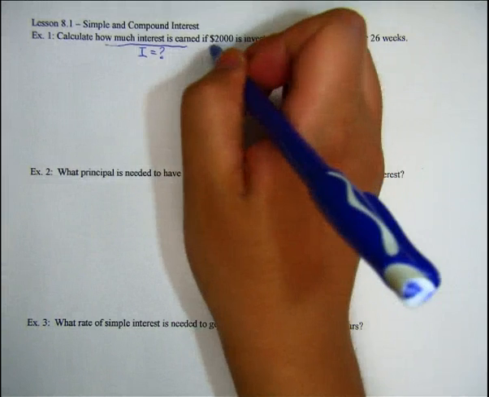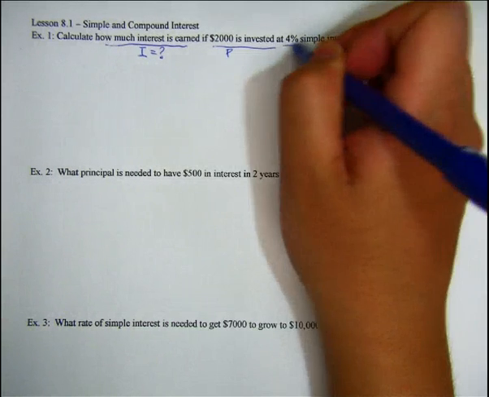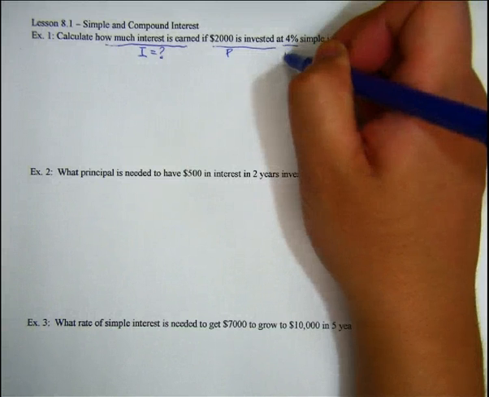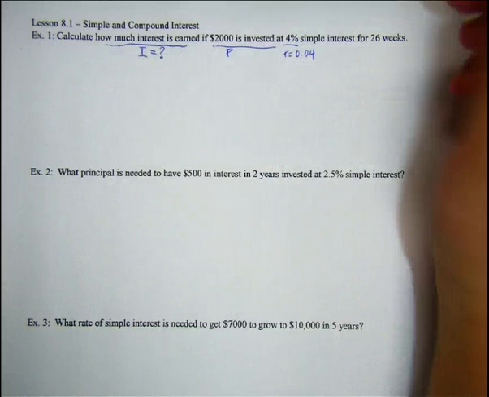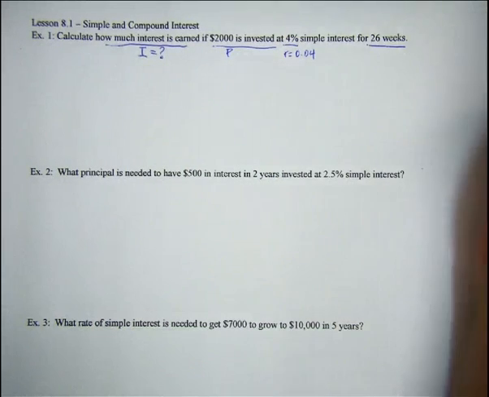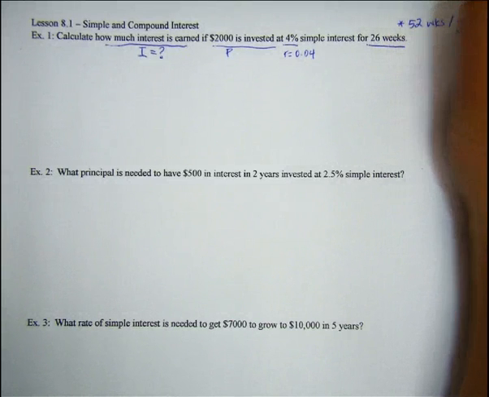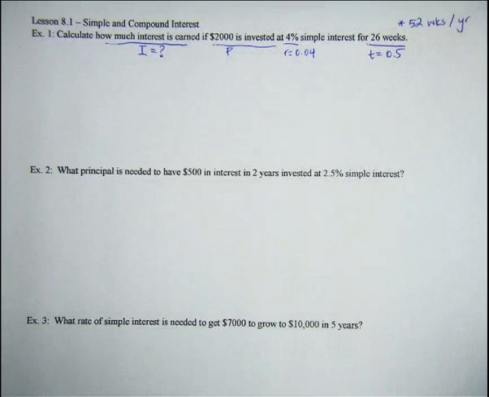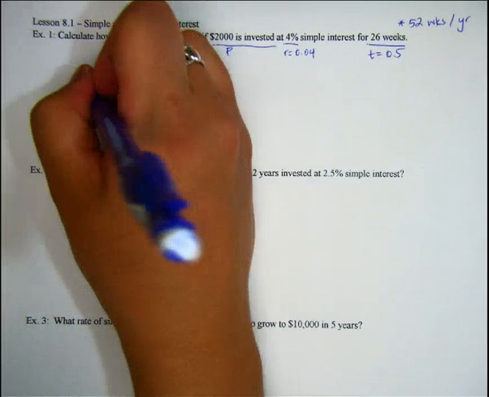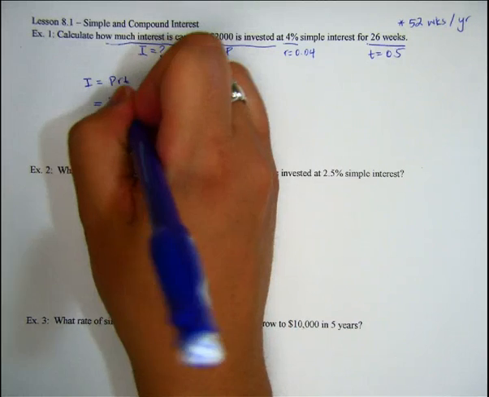If $2,000 is invested, so that is our principal amount, at 4% simple interest, so R is going to equal 0.04, always convert the percent to a decimal, for 26 weeks. Now, if you don't know, there are 52 weeks in 1 year, so that means 26 weeks is going to be half a year. Plug everything into your I equals PRT formula and simplify.